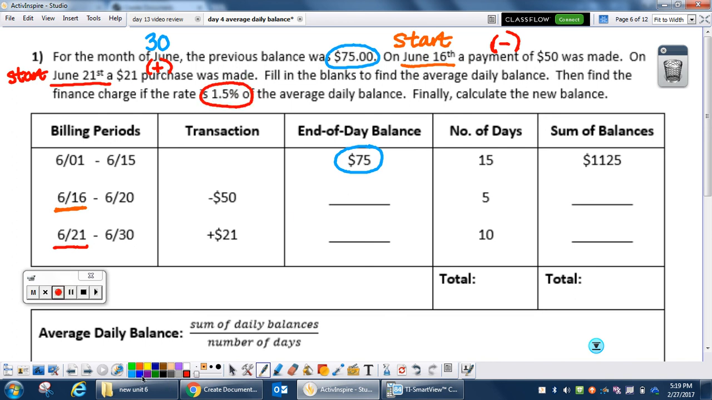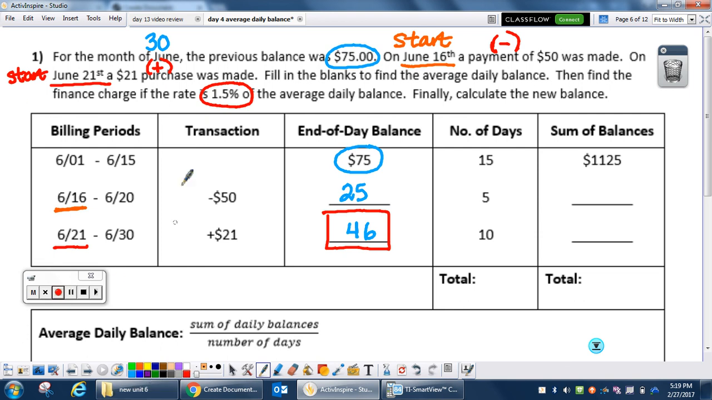Okay, so I kind of work left to right. So the end goal with this is to have a blank chart and be able to fill it in. So you have your end of day balance. We're going to subtract 50, okay, because during the second billing period we made a payment of $50. So 75 minus 50 is 25, but then we bought something for $21, so that gets us to 46. Okay, you're going to want to box that number. We're going to use it at the end.